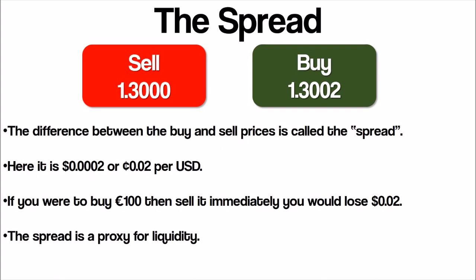The spread, or the width of the spread, is a proxy for liquidity. Highly liquid currencies have quite a narrow spread, such as this example here, and if the difference between the buy and the sell price is very wide, you generally say that the currency is illiquid. It's not just the actual spread, it's to do with the volume on either side, which we'll come to in a bit. But this is a good way to quantify the liquidity in a particular currency pair.